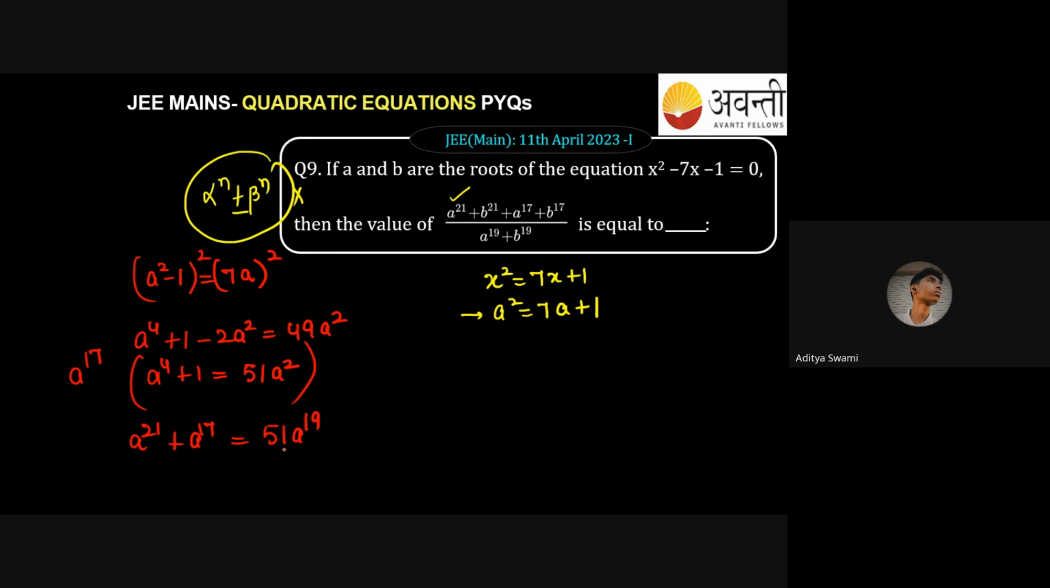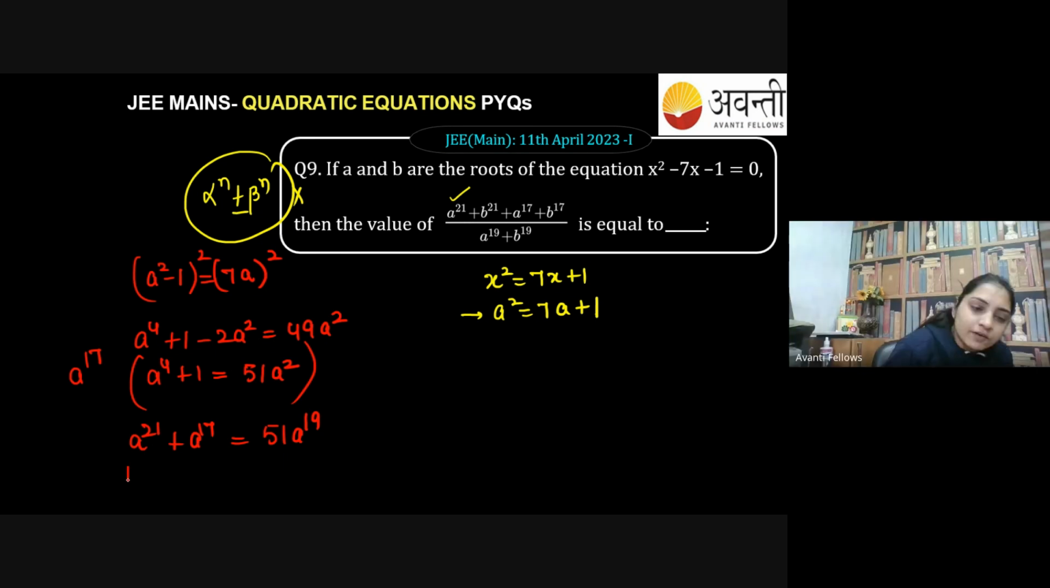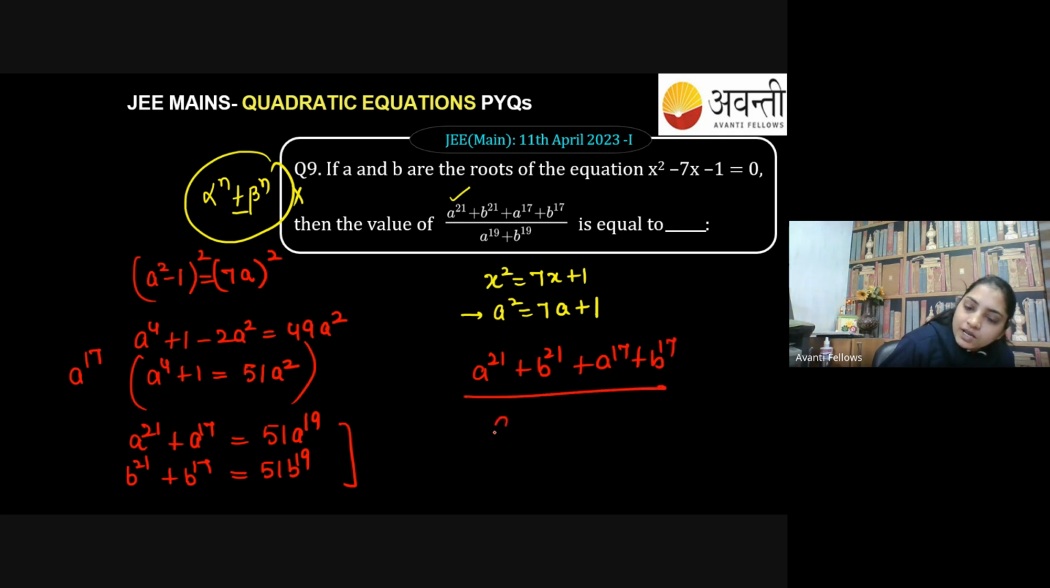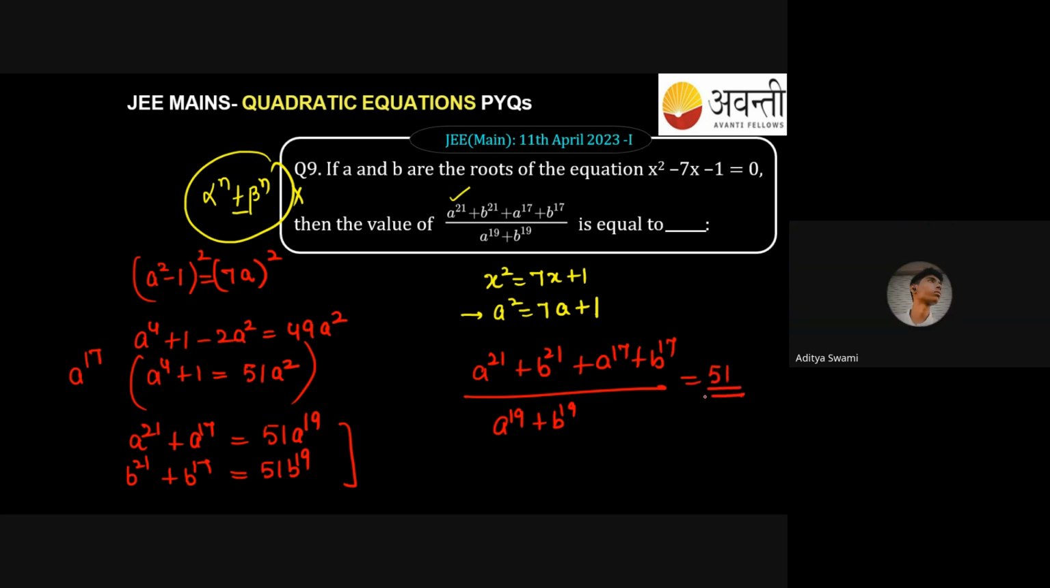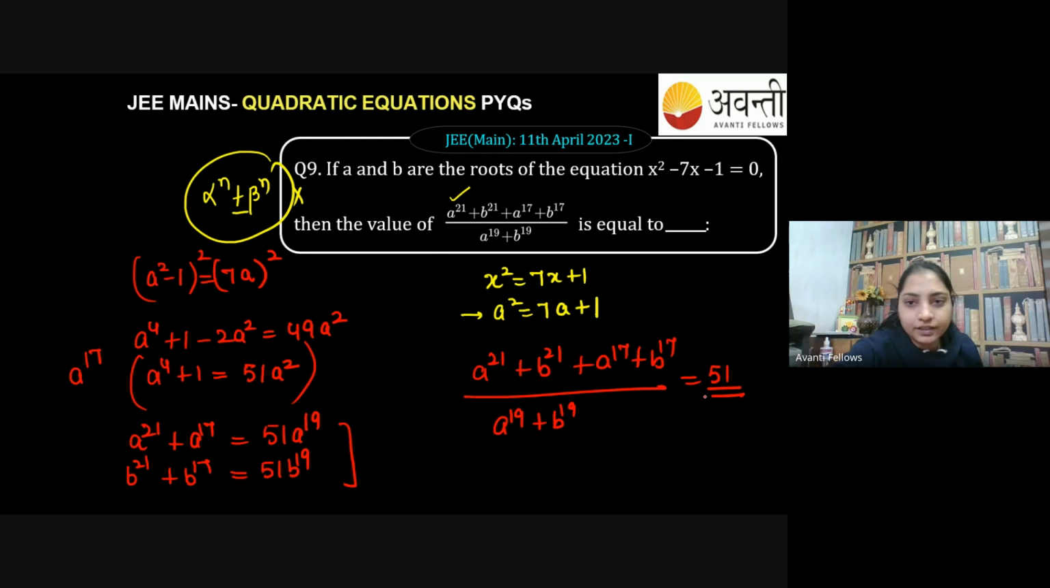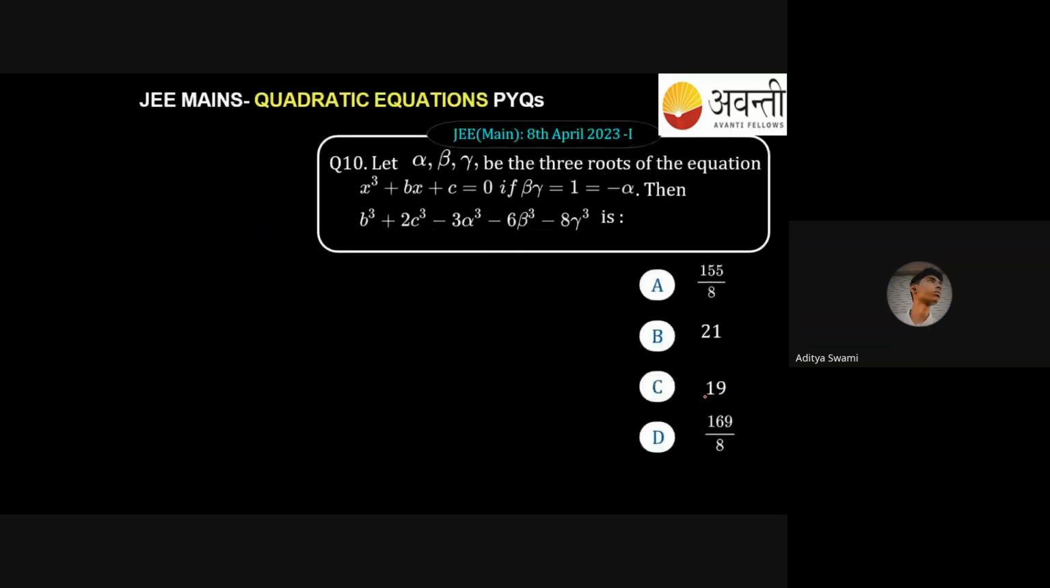In the same way, b raised to power 21 plus b raised to power 17 is equal to 51 b raised to power 19. I will just add: a raised to power 21 plus b raised to power 21 plus a raised to power 17 plus b raised to power 17, divided by a raised to power 19 plus b raised to power 19, and the answer must be 51. Got it? Yes, ma'am.